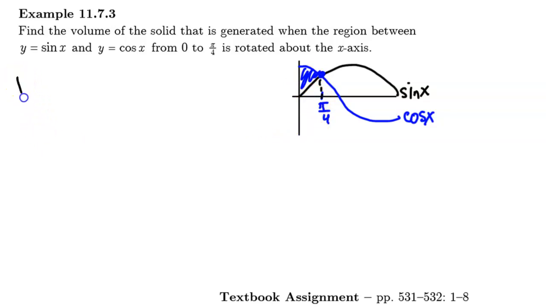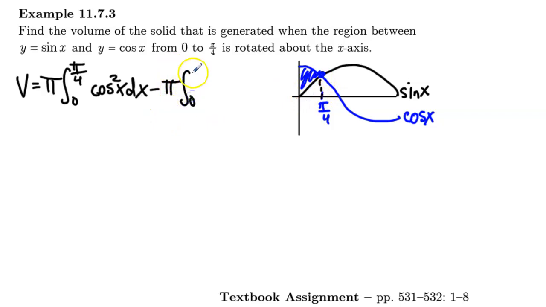We can do that. So I'll go V is equal to pi times the integral from 0 to pi over 4 of, now it's the upper function here, so that's cos x. Oh, but wait, it's supposed to be f of x squared, so it's cos squared x dx, minus the volume of this piece right here, which is underneath sine x. So again, pi times the integral from 0 to pi over 4 of sine squared x dx.